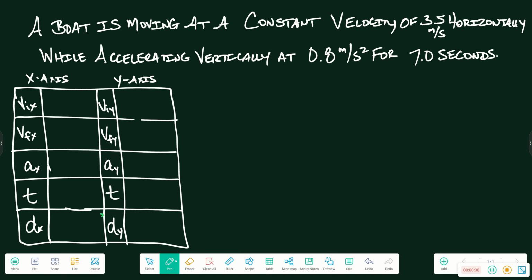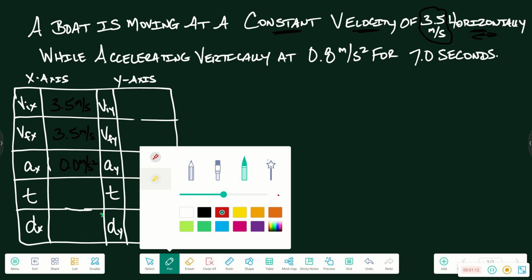So the first one, we have a constant velocity of 3.5 meters per second, horizontally, which means it's going this way. So 3.5 meters per second is going to be the initial velocity and the final velocity, and because these are the same, the acceleration is going to be 0 meters per second squared. We get all of that, 3 answers in our chart, from those 5 words.